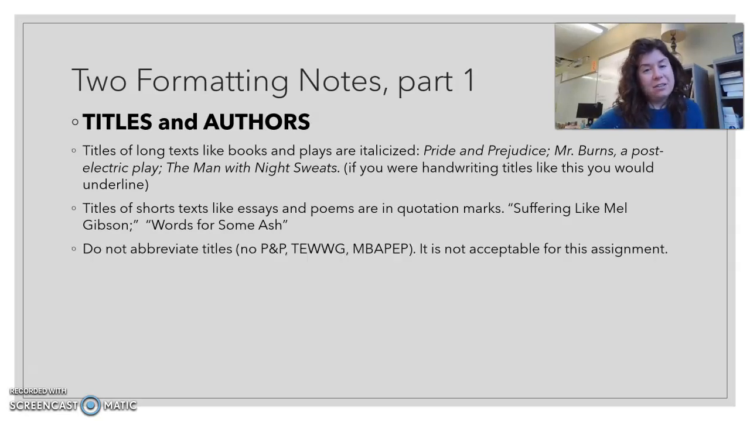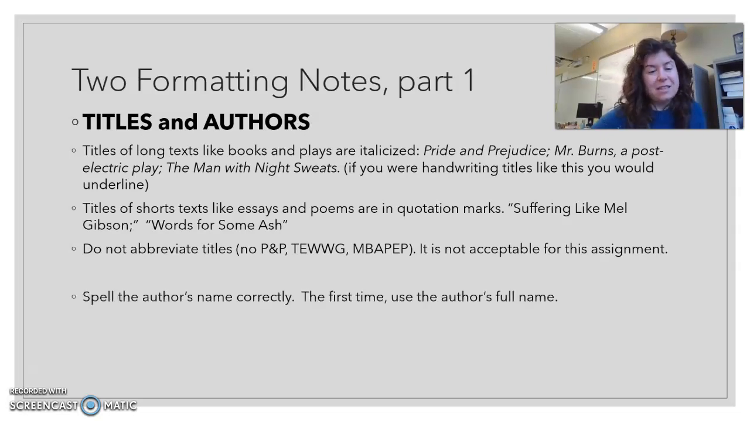Please don't abbreviate titles even if you've been doing that in your notebook. It's not acceptable for the formality of this assignment. And then make sure you spell the author's name correctly. A lot of people were misspelling Jane Austen's last name, and they were writing it Austin, as in the city in Texas, but it's Austen, as in she lives in England, so E-N.